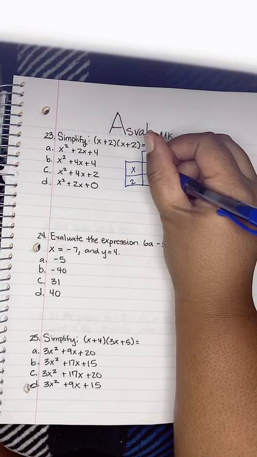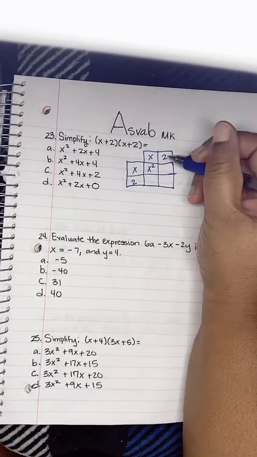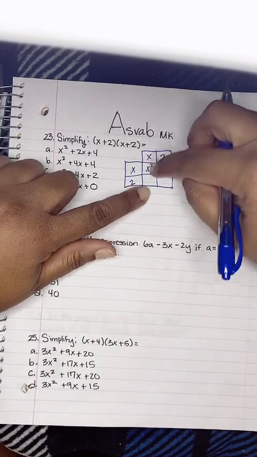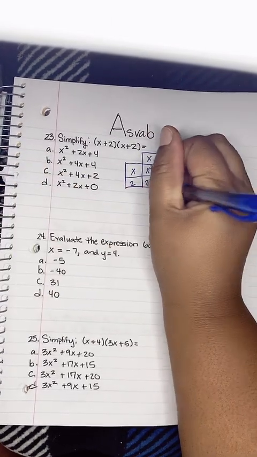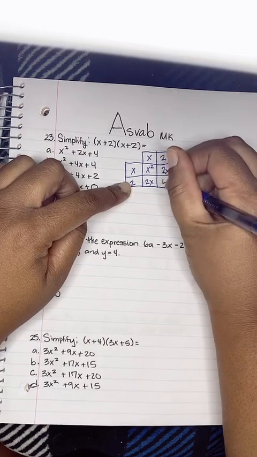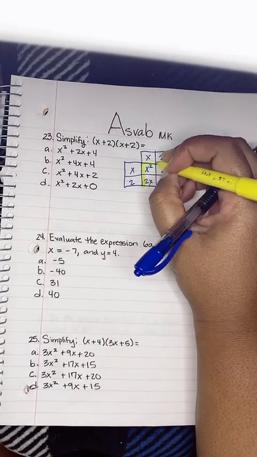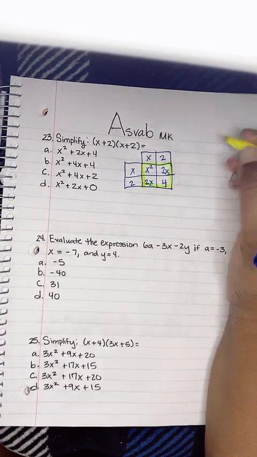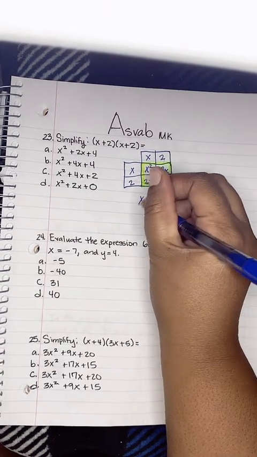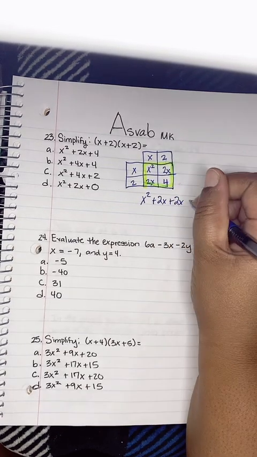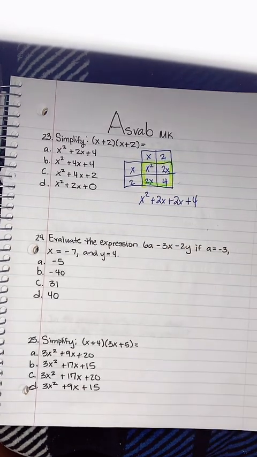So X times X gets us X squared. 2 times X gets us 2X. 2 times X gets us 2X. And then 2 times 2 gets us 4. Okay. We're going to write out these middle 4 boxes. So we have X squared plus 2X plus 2X plus 4.